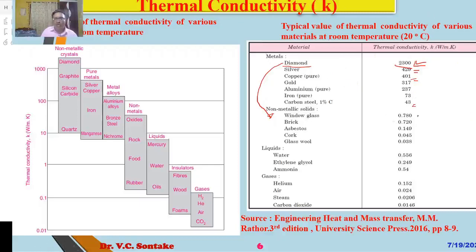Followed by non-metallic solids. So we have this material brick. Its thermal conductivity is 0.720 watt per meter Kelvin. Then in liquid, water is having thermal conductivity of 0.556 watt per meter Kelvin, and gases, air is having thermal conductivity of 0.024 watt per meter Kelvin. So thermal conductivity decreases in this order.